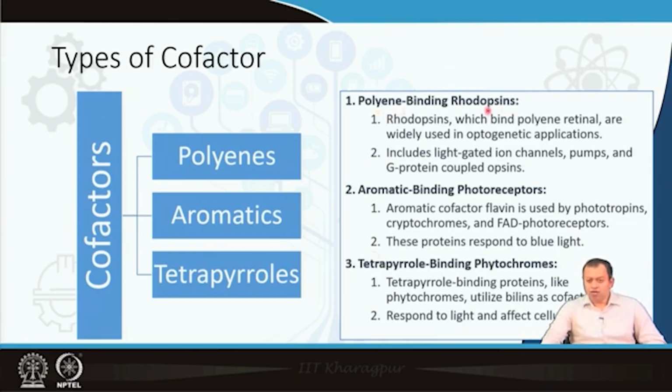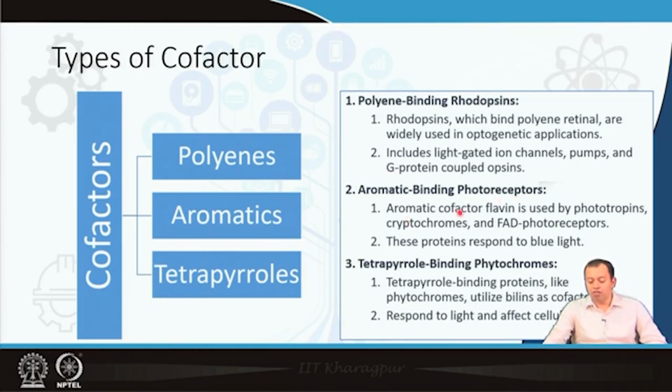Polyene-binding rhodopsin, we have discussed rhodopsin before. Rhodopsins which bind polyene in retinal are widely used in optogenetic applications, especially when you are trying to understand the property of vision, the visual cortex. Remember, the visual cortex is at the back of your head. This includes light-gated ion channels, pumps, and G protein-coupled opsins. G proteins are guanine nucleotide-binding proteins, some sort of enzyme-type things that bind nucleotides.